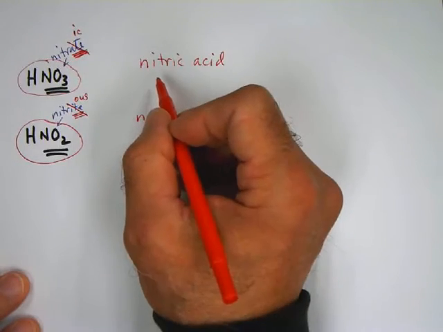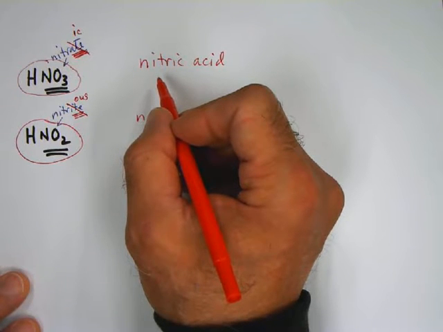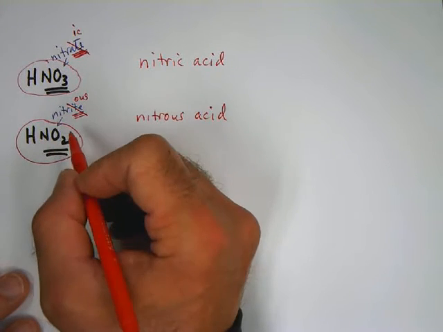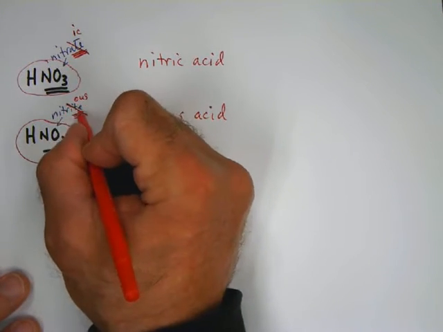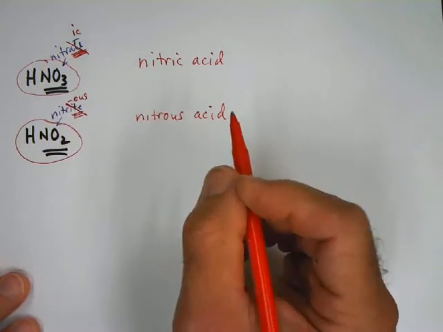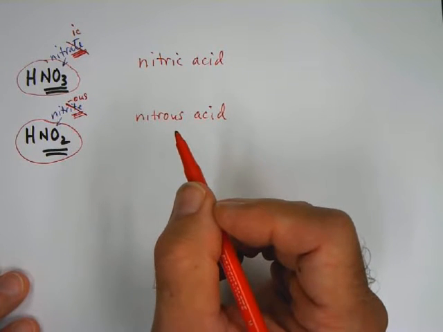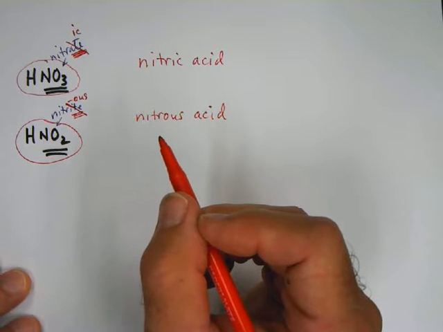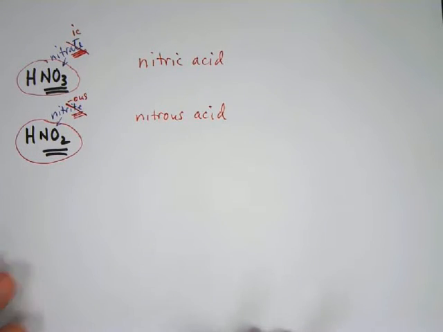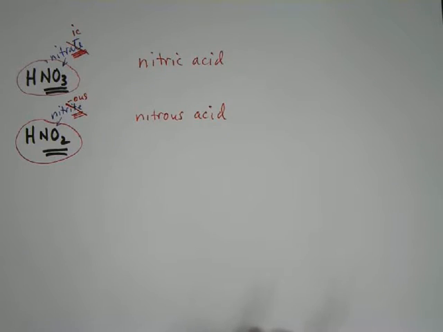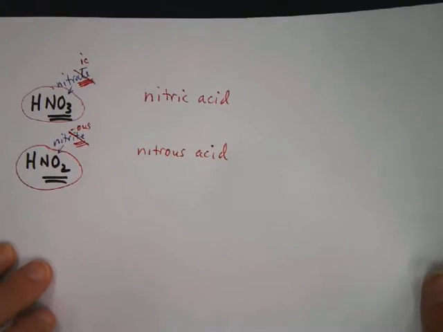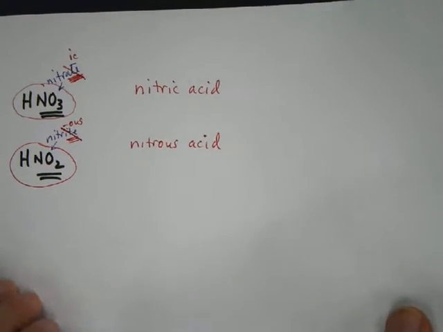Now, it's time for you to look at a few here and see if we can name them together. Okay, here's one, HNO3. We just did that one, right? NO3 ends in ATE, right? So we change the ate to ic, so that would be nitric acid.